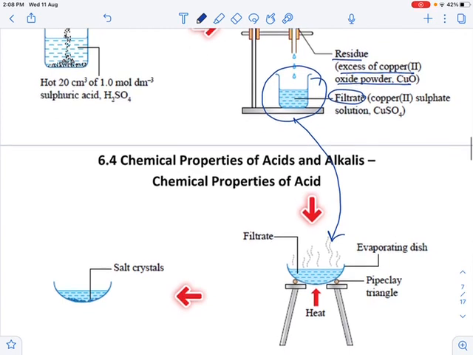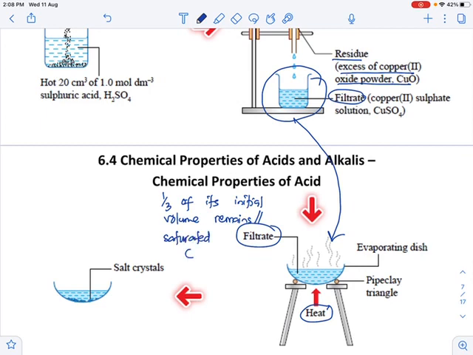The filtrate will be heated until 1/3 of its initial volume remains, or heat the filtrate until saturated. Dalam bahasa Melayu, saturated adalah tepu.